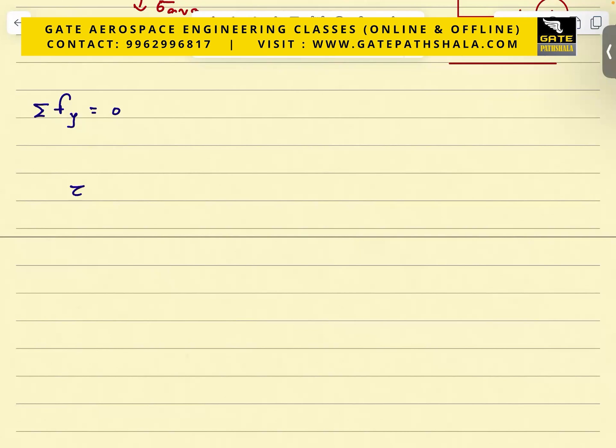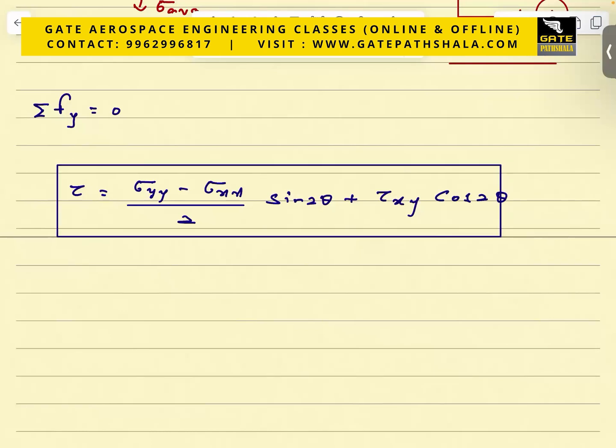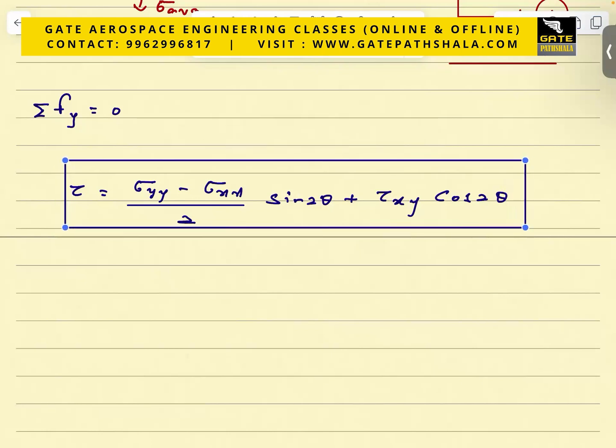So the shear stress will come like this: tau equals (sigma yy minus sigma xx) by 2 into sin 2 theta, not cos. So these formulas, by the end of today's class, you must remember. Plus tau xy cos 2 theta, brackets. Okay, this is your second equation in this chapter.